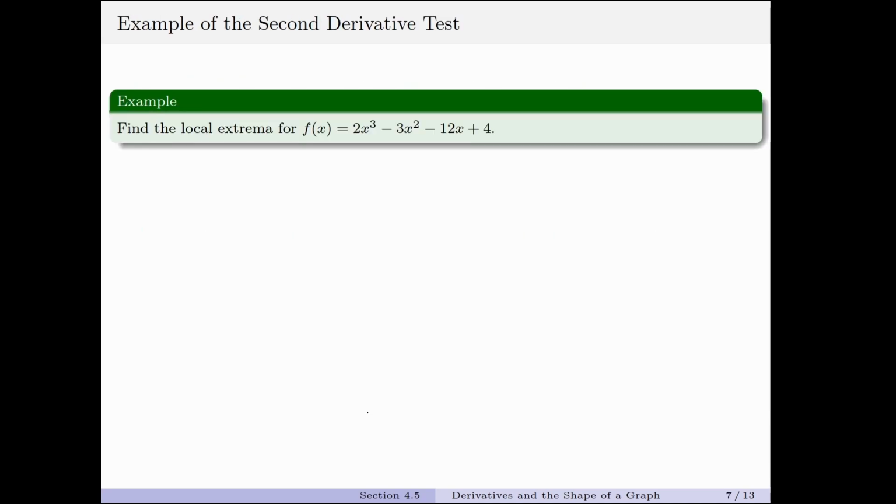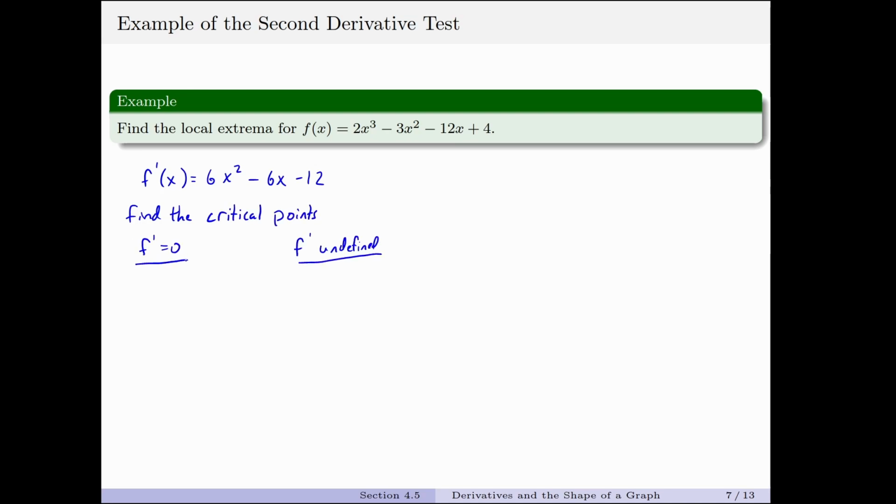So let's look at the same example that we just did using the first derivative test. Let's repeat that now with the second derivative test. So I'm going to start by finding the first derivative. I need to use the first derivative to find the critical points. So let's first figure out where f prime is equal to 0. So 6x squared minus 6x minus 12 equals 0. And again, I'm going to factor this a little bit more quickly because we already did this problem. So I get x equals 2 and x equals negative 1. And there's no number where f prime is undefined.